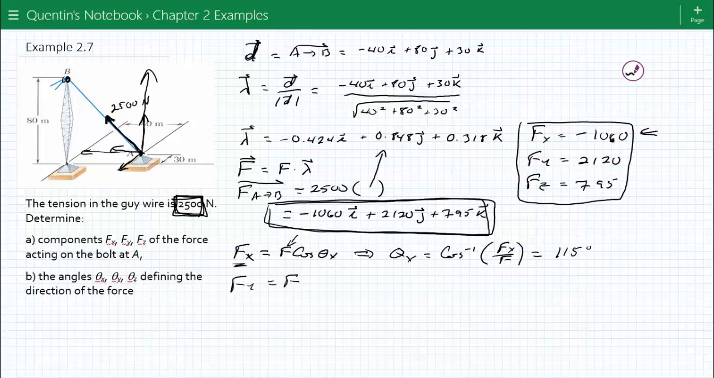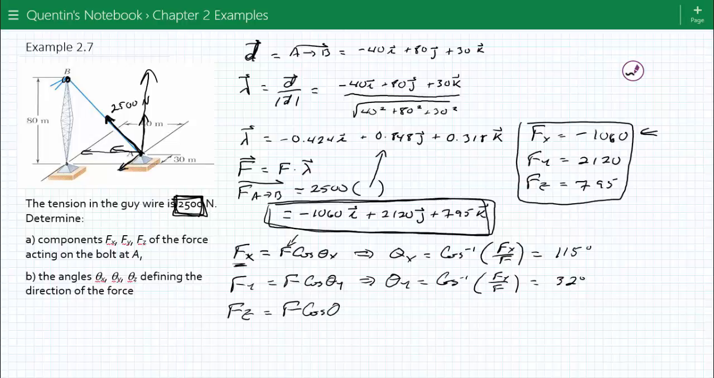Fy is, again, F cosine theta y. So theta y is cosine inverse of Fy over F, which ends up being about 32 degrees. And Fz, based on F cosine theta z, so theta z is cosine inverse of Fz over F, which works out to be around 71.5 degrees. And those are your answers.